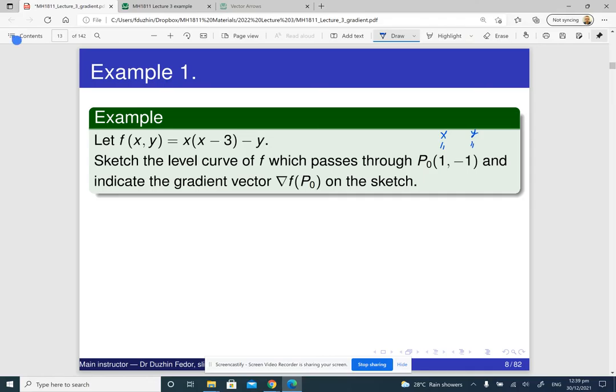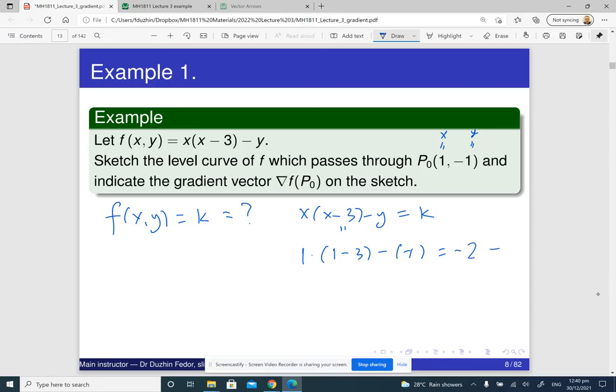So generally speaking, a level curve looks like this. It's f of x y equals k. So the question is what k is in this situation. We know that x times x minus 3 minus y equals k. At the same time, we know that x is 1 and y is -1. So this is like 1 times 1 minus 3 minus -1. 1 minus 3 is -2, so this is -2 plus 1, so this is -1. Okay, so my k is -1.